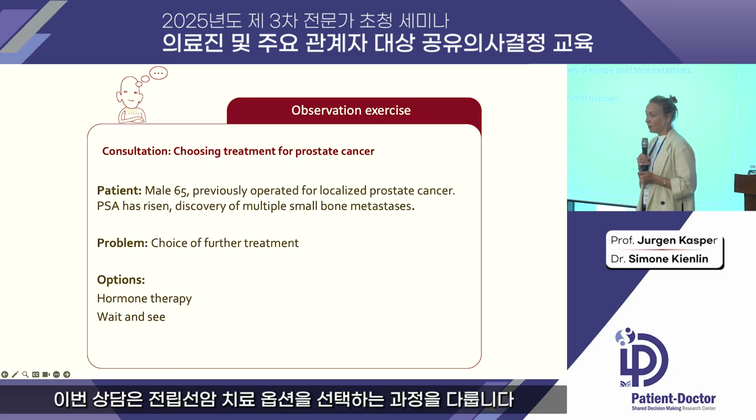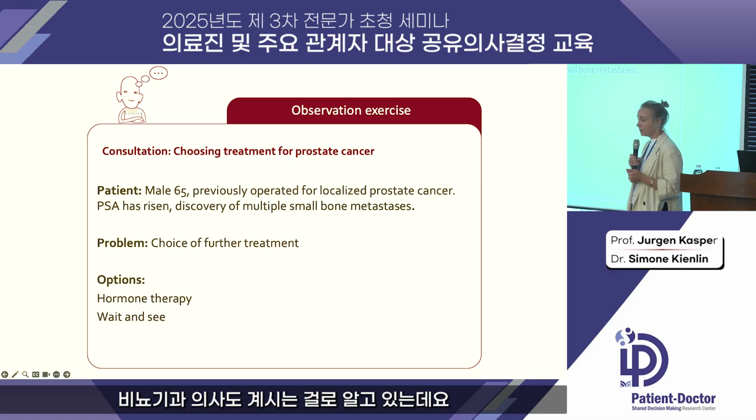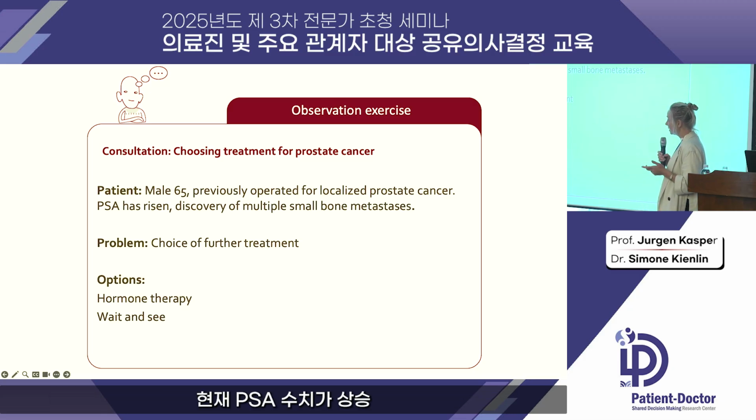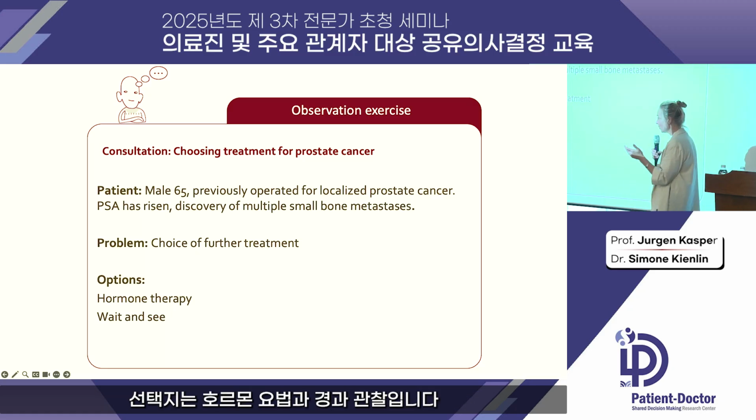This consultation is about choosing treatment for prostate cancer. I know there are some working in oncology here. It's a male, 65 years old. He has previously been operated for localized prostate cancer. Now the PSA has risen, and he has small bone metastases. So the problem is now the choice of further treatment, and the options are hormone therapy or wait and see.